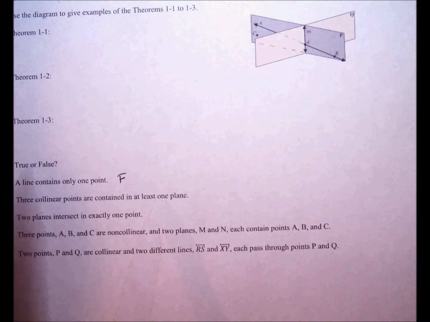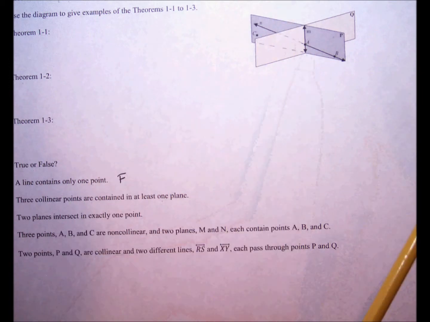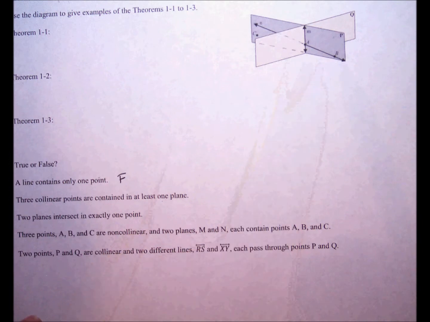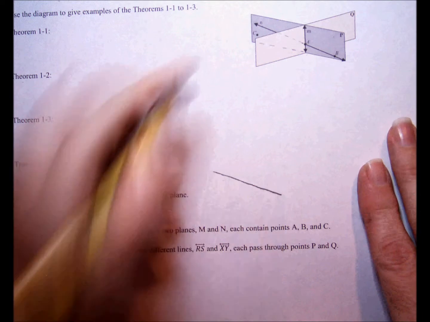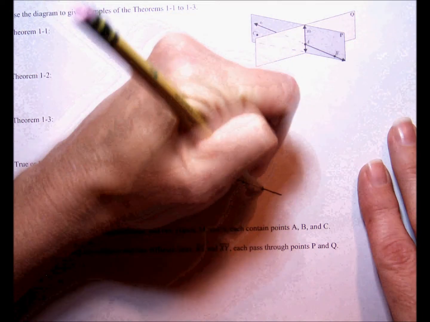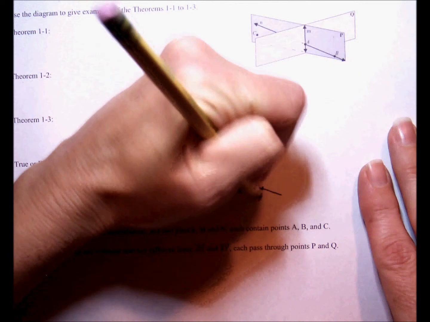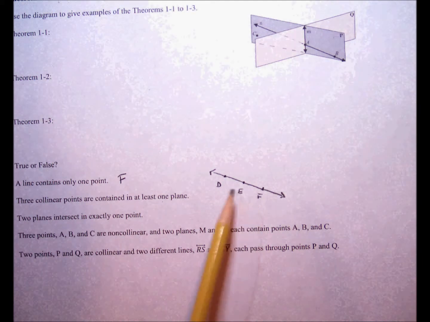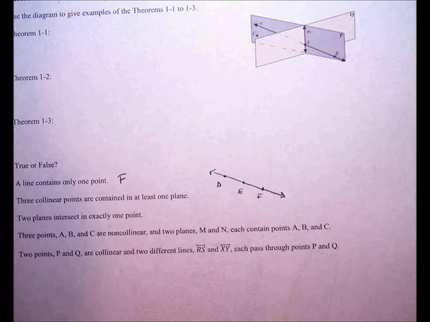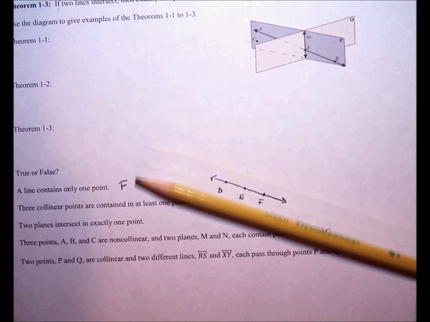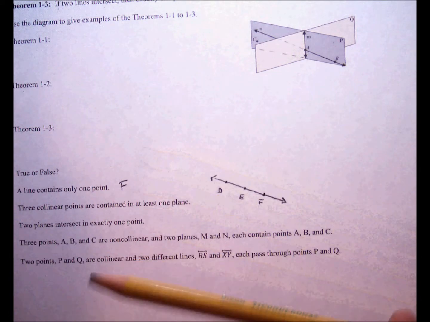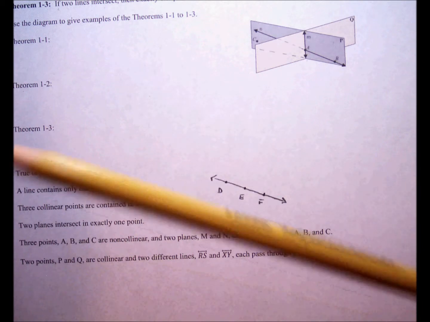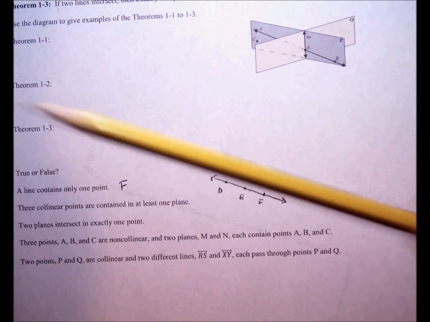Three collinear points are contained in at least one plane. So, three collinear points. So this goes along with what I asked earlier. So if you have D, E, and F, so they're collinear, they lie on a line. Well, certainly the plane that the paper represents, that they're written on, contains those three points. But is there another plane that contains those three points?